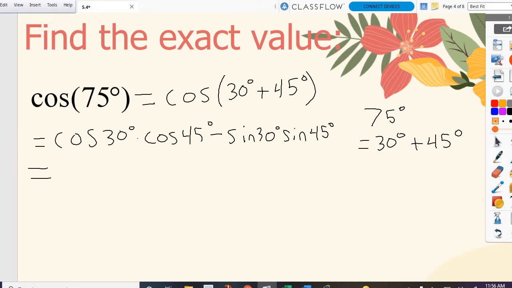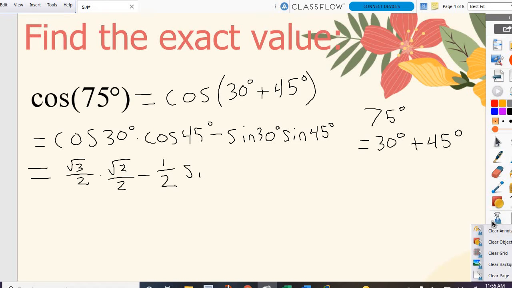Square root of 3 over 2. What's cosine of 45? Square root of 2 over 2. What's sine of 30? 1/2. And sine of 45? Square root of 2 over 2.